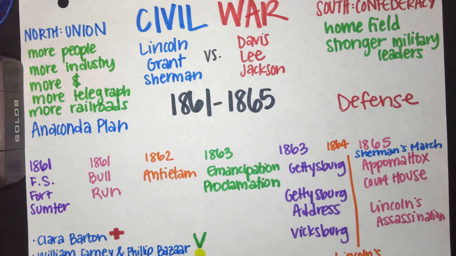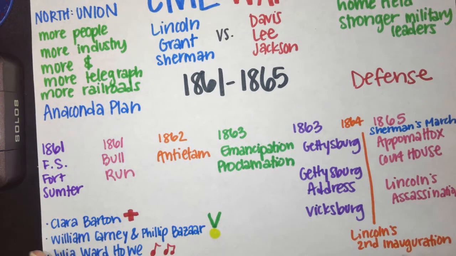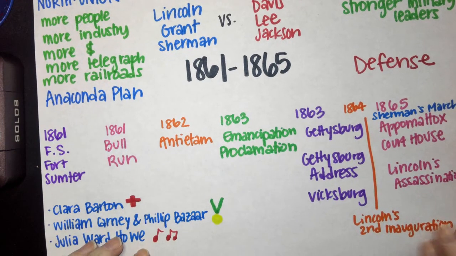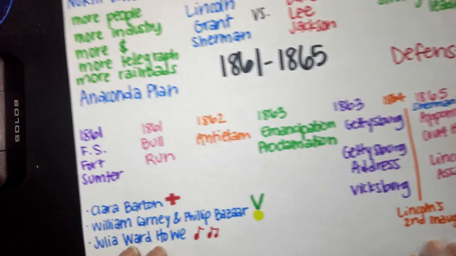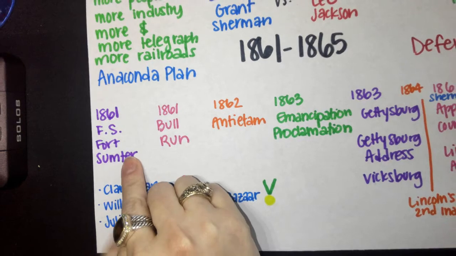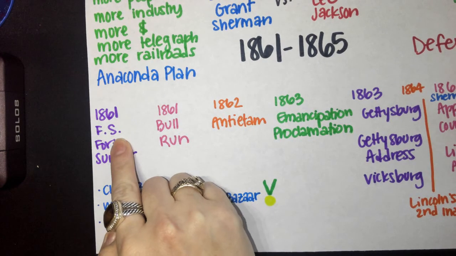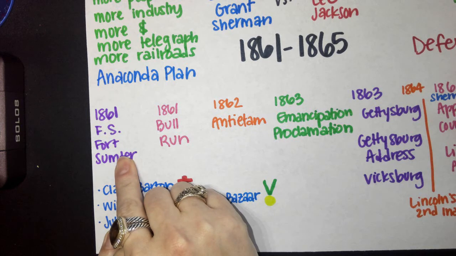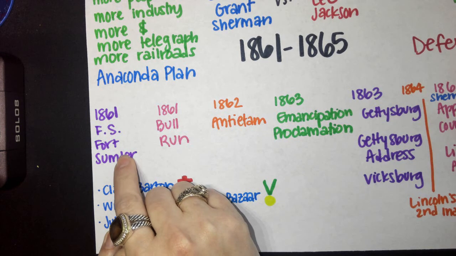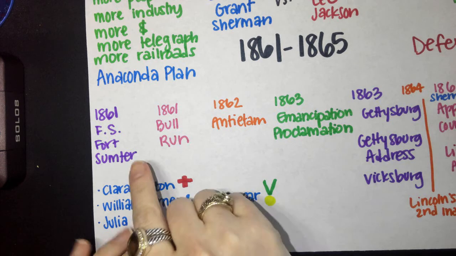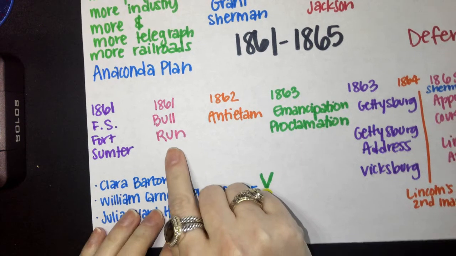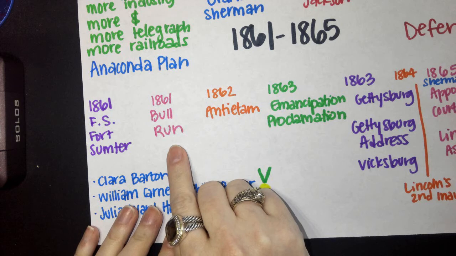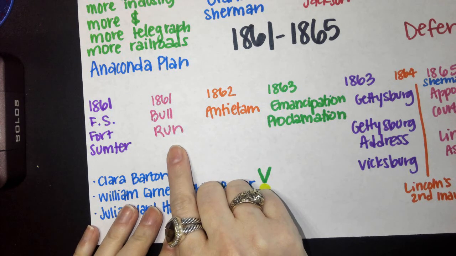All right, so let's go ahead and get into our major events and battles of the Civil War. In 1861, we have Fort Sumter, which is going to be considered the first shots of the Civil War, first shots fired by the Confederacy. So now the war has officially begun after the election of Abraham Lincoln and Fort Sumter. Then we get into the first official battle, which is the Battle of Bull Run. And here the Confederacy completely surprises the Union with their strength.